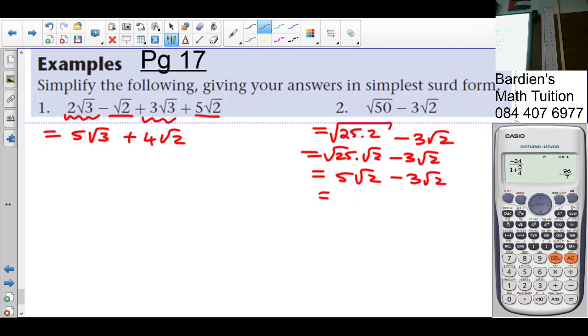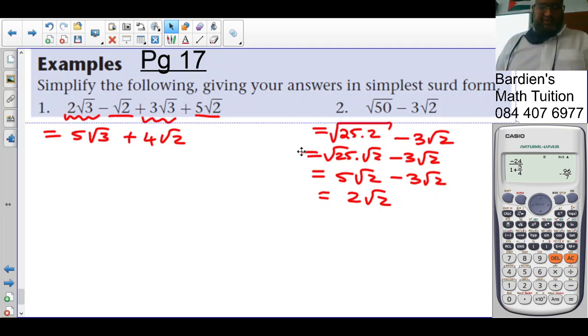Are they like? Yes? 5 root 2 minus 3 root 2 is 2 root 2. Any confusion, people? Not yet. So let's look at number 3 and 4.